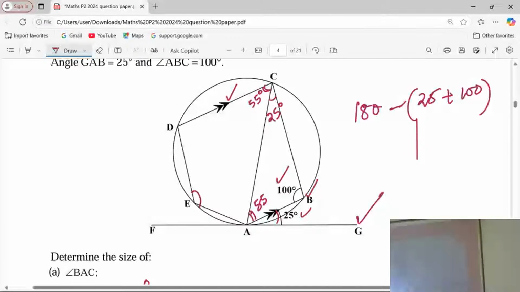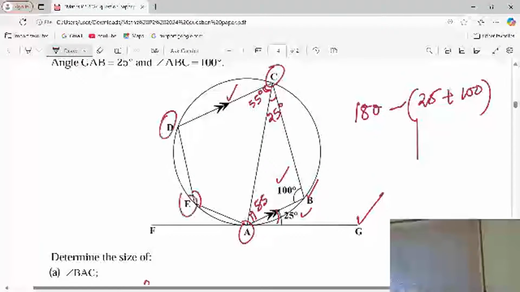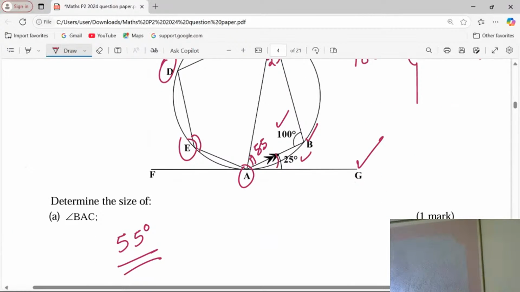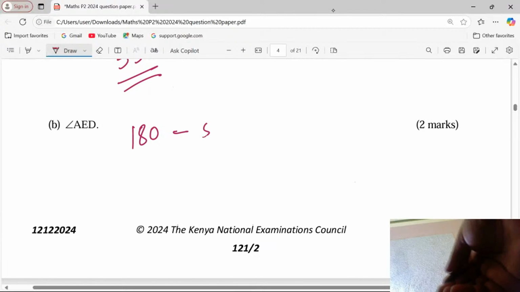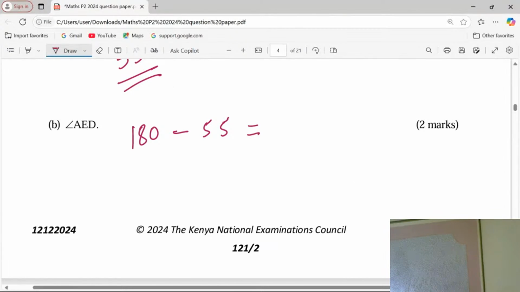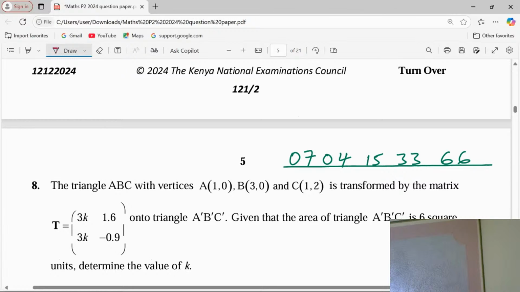CDE, ACDE. DE is a cyclic quadrilateral, and for a cyclic quadrilateral, opposite angles are usually supplementary. Therefore, the angle at E will be given by, because it is supplementary, then we need to subtract 180 and 55 for us to talk about 125 degrees. So that is how you want to play along with the angles until you give us that value.